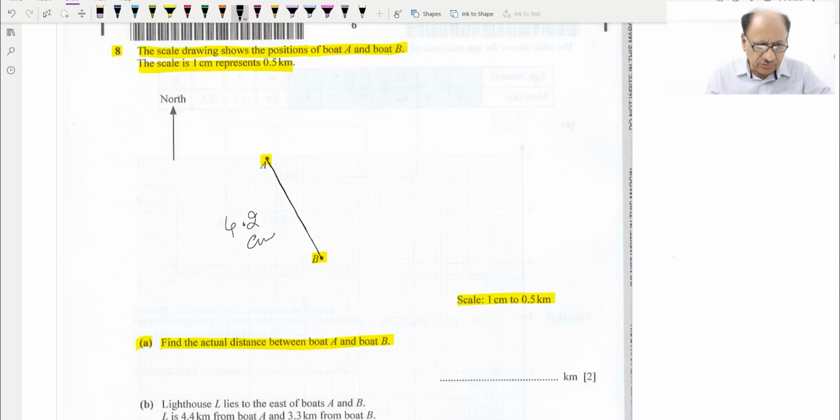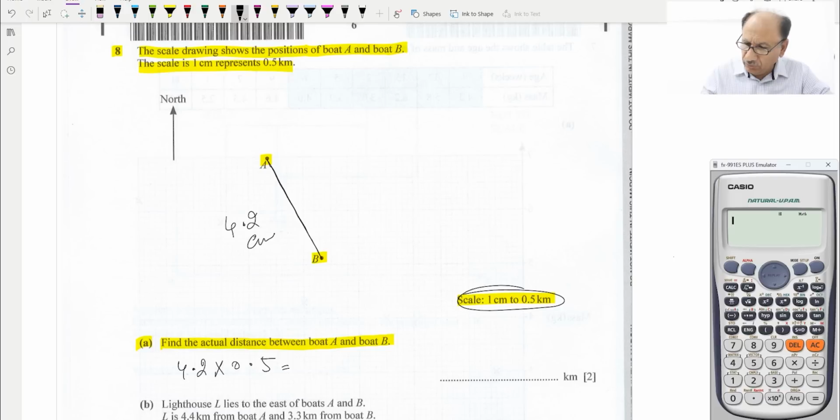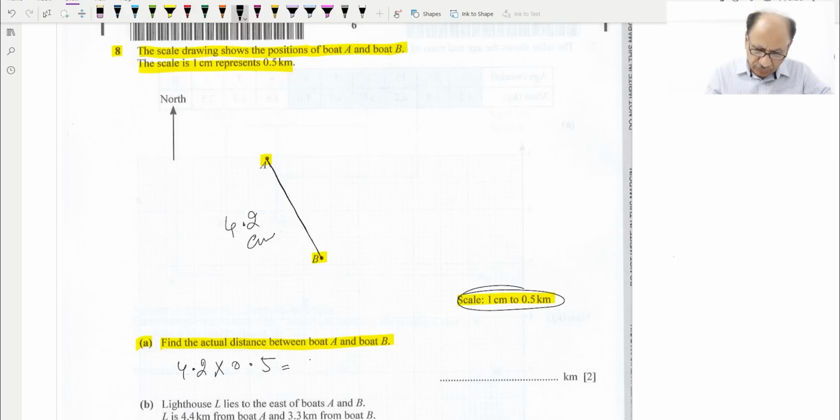If you measure, this will be 4.2 centimeters, and the actual distance is basically 4.2 multiplied by 0.5, because 1 centimeter is to 0.5, so we'll multiply by the scale. 4.2 multiplied by 0.5 is equal to 2.1. So 2.1 kilometers will be our answer for 2 marks. Now for B part, they're saying lighthouse L lies to the east of the boat. North south is provided, so direction is this one.